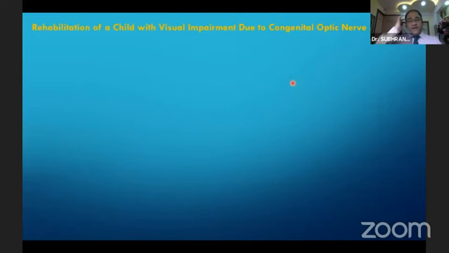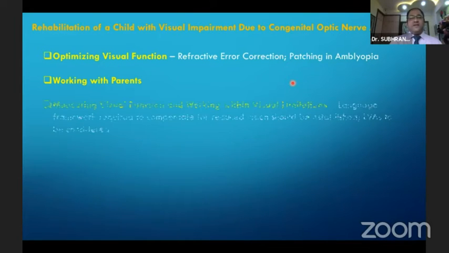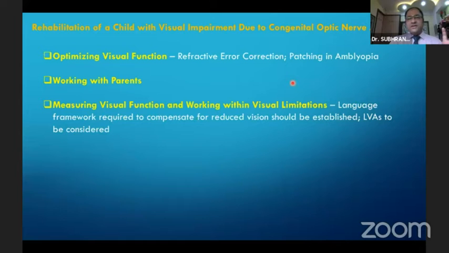Finally, my last slide: rehabilitation of a child with visual impairment due to congenital optic nerve anomalies. This is actually very important. Optimizing visual function, correcting the refractive error at the earliest and patching if there is amblyopia, working with the parents, breaking the news to them, making them understand the gravity of the situation, measuring the visual function and working within visual limits. Language framework required to compensate for reduced vision should be established.